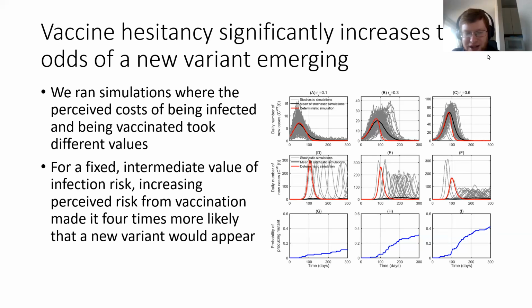And what it ends up doing is increasing the perceived risk of vaccination, which raises the rate at which new variants emerge, or the probability that a new variant will emerge, by a factor of four over the 300-day window that we simulated. What you can see here is, because we're doing this with stochastic simulations, in these graphs, hang on.